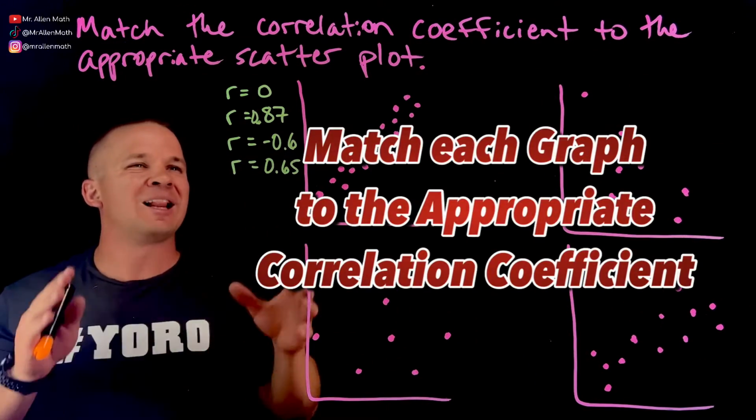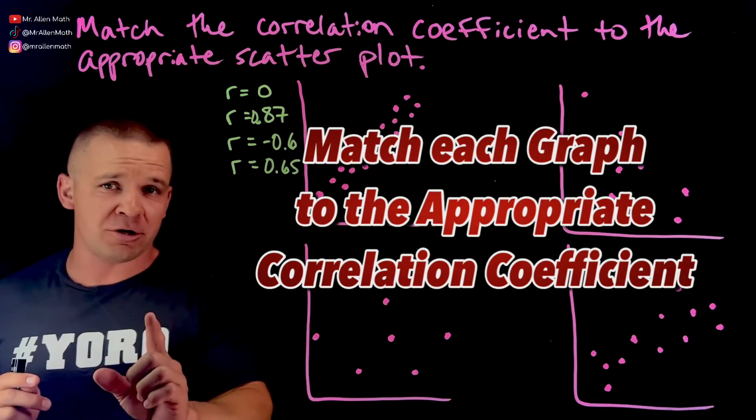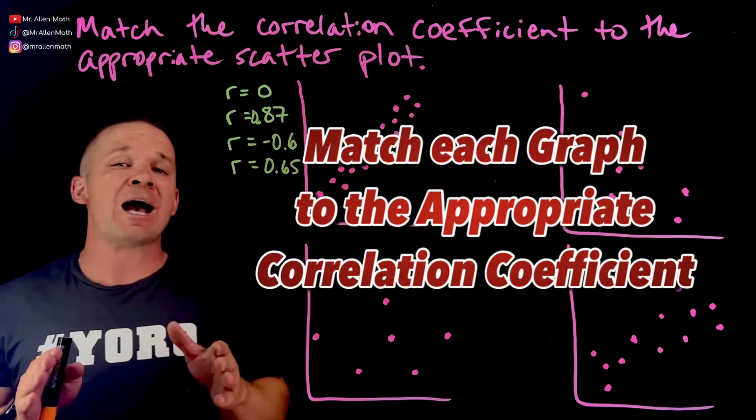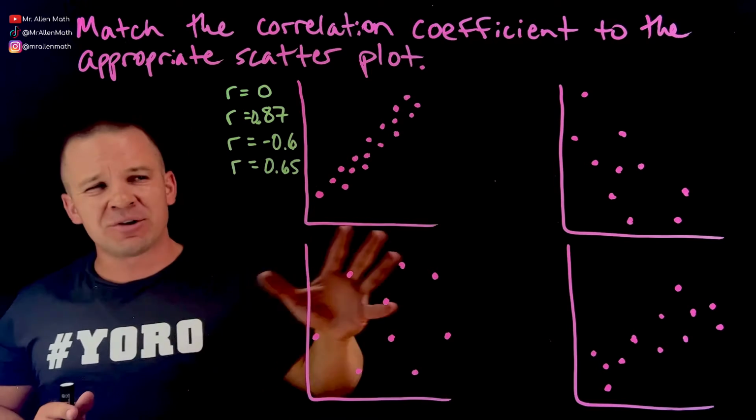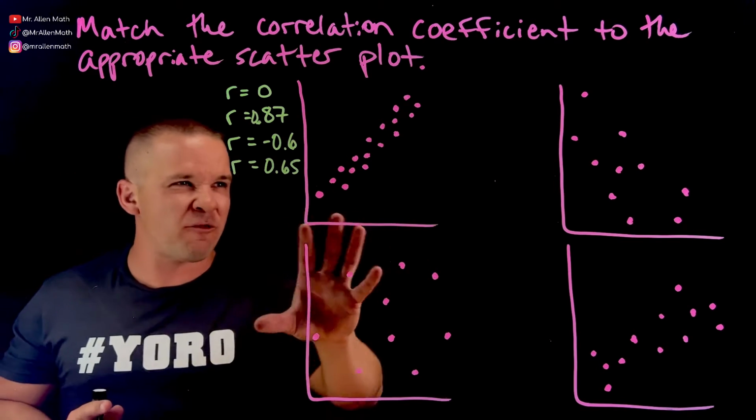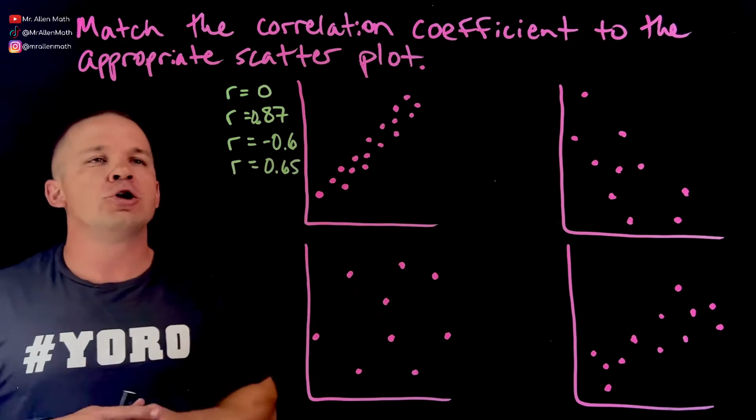Mr. Allen here with a little bit of linear regression. We're talking correlation coefficients in this one right now. We want to match the correlation coefficient to the most appropriate graph that we have here, right? There's no scaling or anything like that. We are just going straight off of what it looks like here in our four choices.